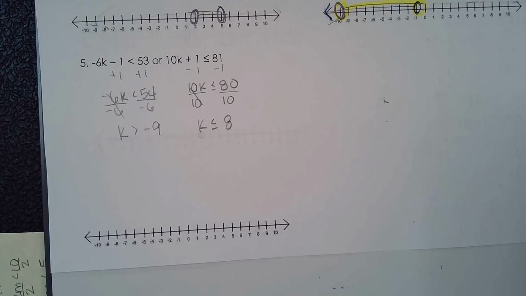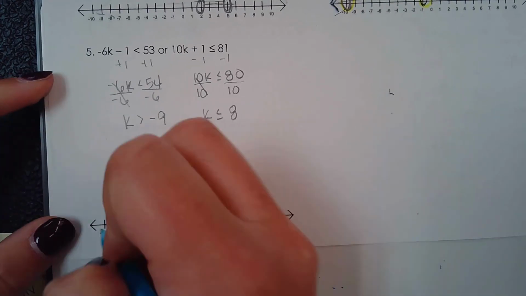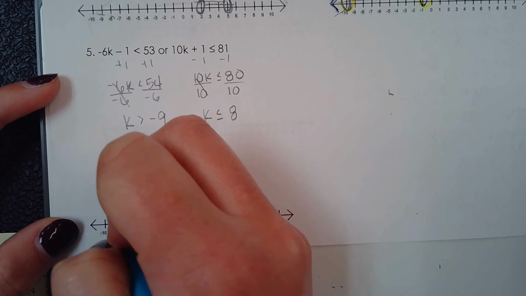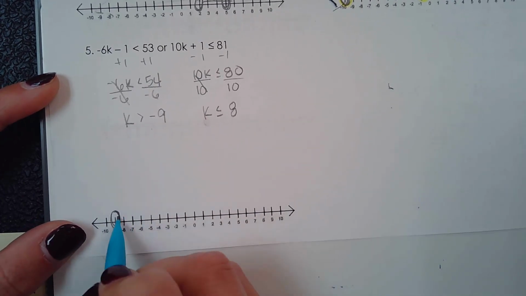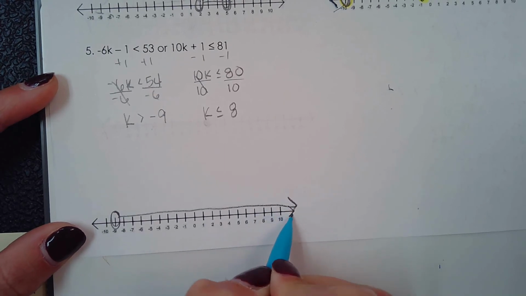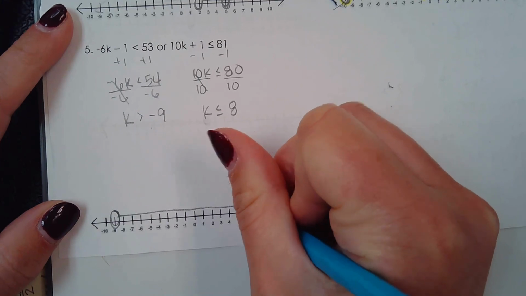All right, so now we need to graph these. So Connor, if we're doing k is greater than negative 9, is that an open circle or closed circle? Open circle at negative 9, do we shade left or right? To the right, good. Then we've got to graph k is less than or equal to 8. So Samuel, help me out. Is that going to be open circle or closed circle? Closed circle, and do we shade left or right?